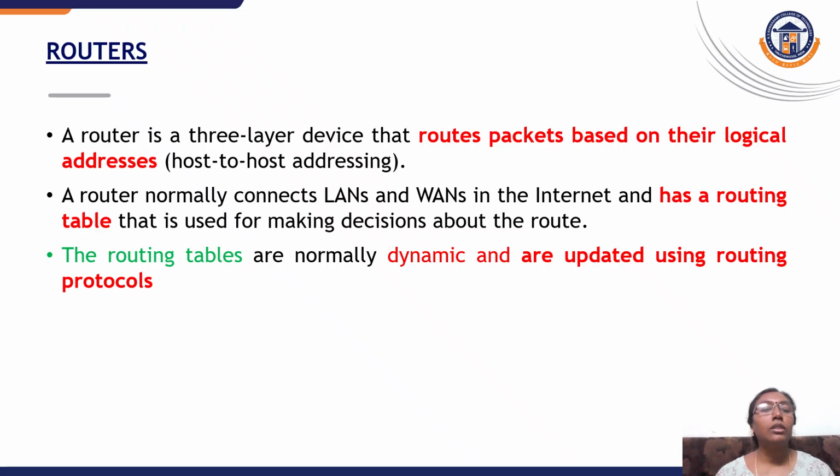Before going inside distance vector routing, we need to know what routers are and how routing is performed. A router is a three-layer device, namely physical, data link and network layer, that routes the packets based on the logical addresses. A router normally connects LANs and WANs in the internet, and it has a routing table that is used for making decisions about the route. Routing tables are normally dynamic and are updated based on the protocol.